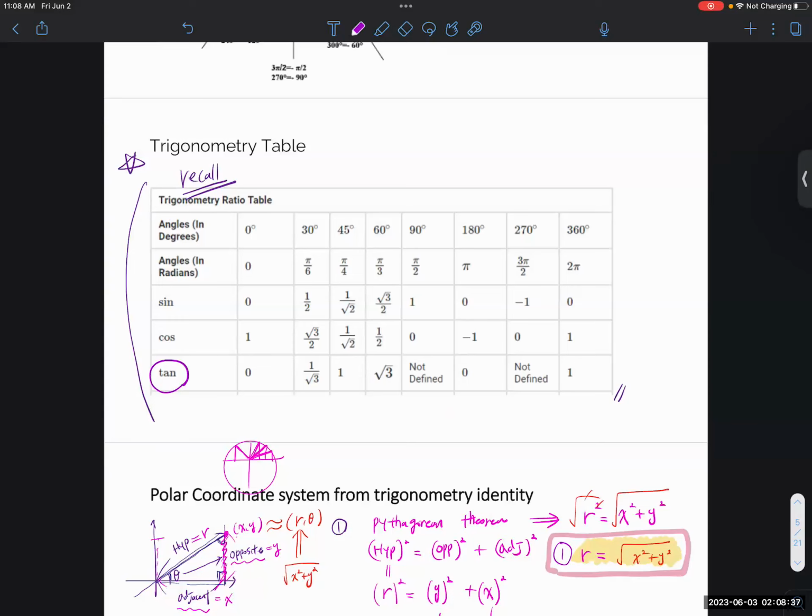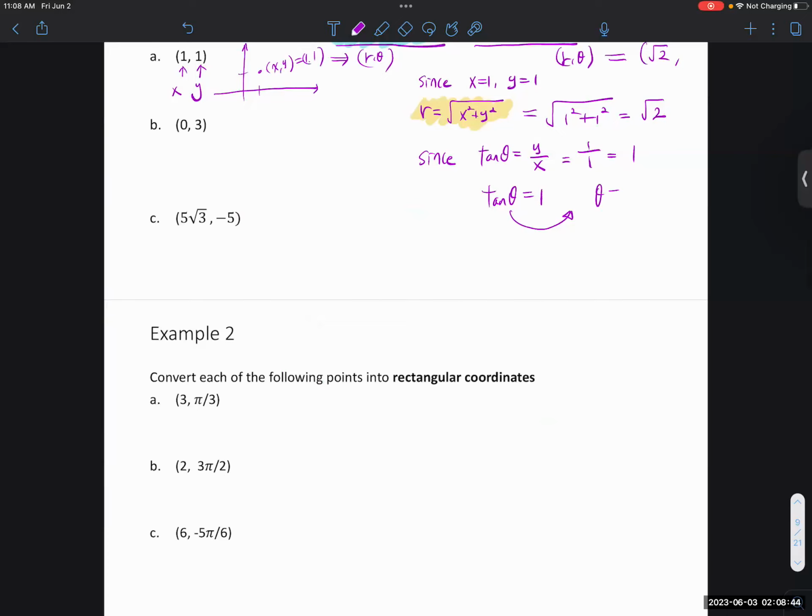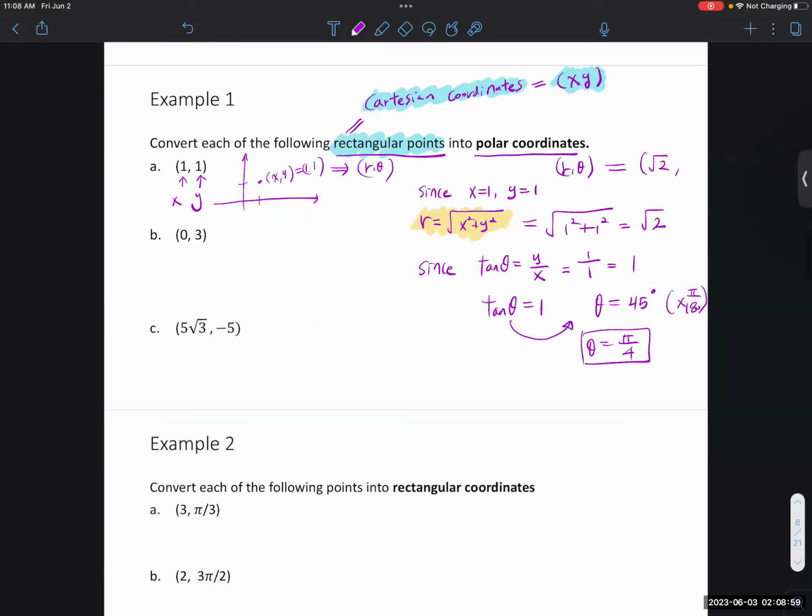Tangent, we found that tangent of 45 degrees is 1. So therefore, theta is 45 degrees. As a radian, we can convert it by multiplying by pi over 180. So pi over 4, that's the radian. That's the angle. So pi over 4 is theta.